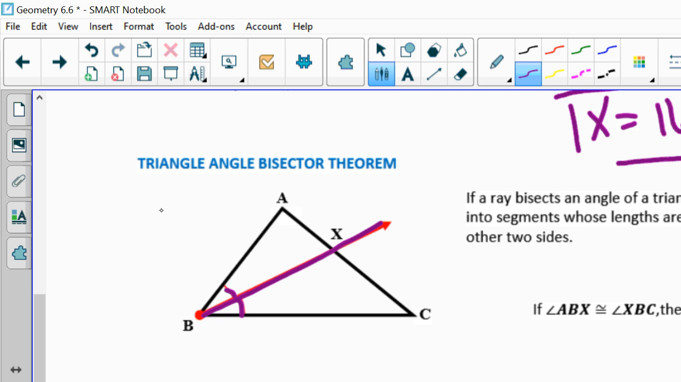So if angle ABX is congruent to angle XBC, then I could say this opposite side, so AX, is proportional to AB, which would equal CX proportional to CB.